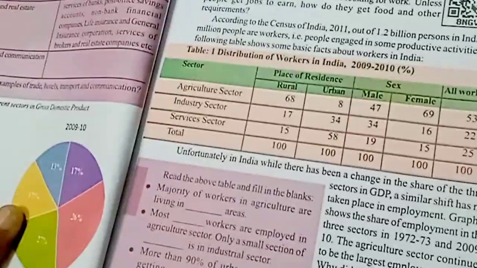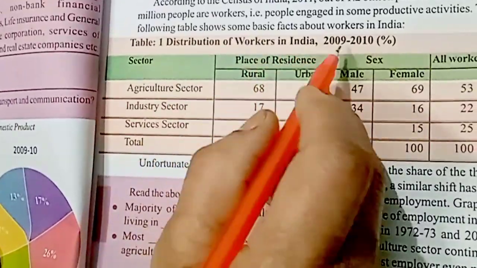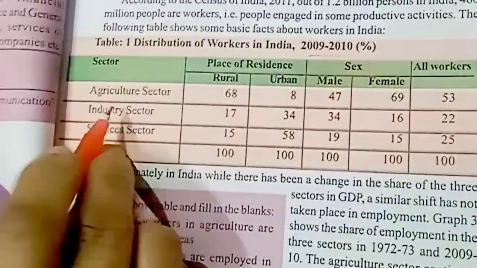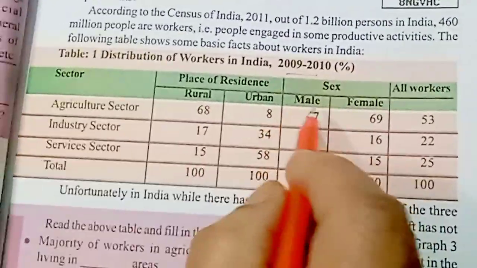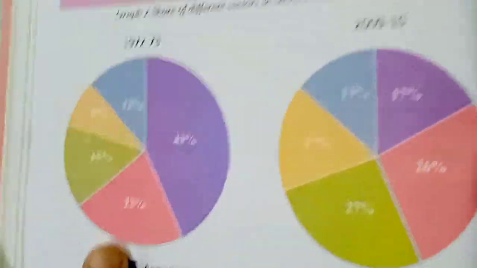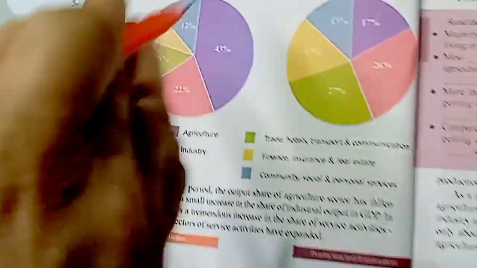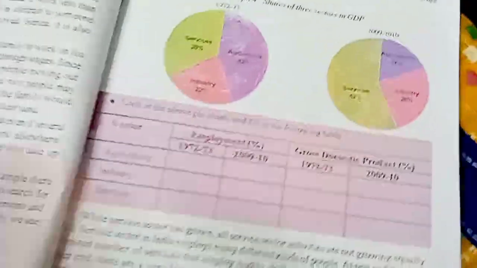Next, come to this page also. This table is also the distribution of workers in India in the 2009-10 economic year, and all three sectors are given, from rural, from urban, and again from male and from female. This is also very, very important. And you come to this page here, these pie charts are given. You need to show these pie charts, and sometimes convert the information based on them. Next come, and next this one is also very, very important.